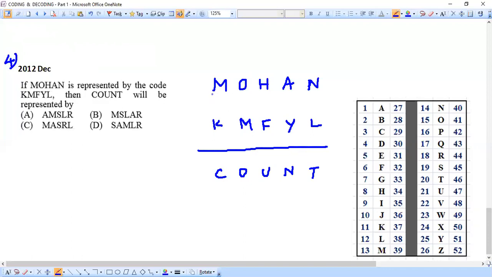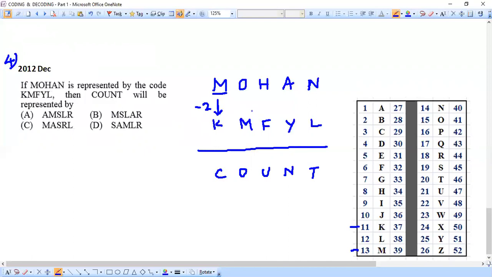So start from the first letter M. This M is coded as K here, is it or not? Yes. So M is coded as K. See what's the relation between this M and K? M is the 13th letter, coded as K. K is the 11th letter, is it or not? So that means 13 to 11 they are moving. This is just 2 positions in the reverse direction. So that means I can put -2.